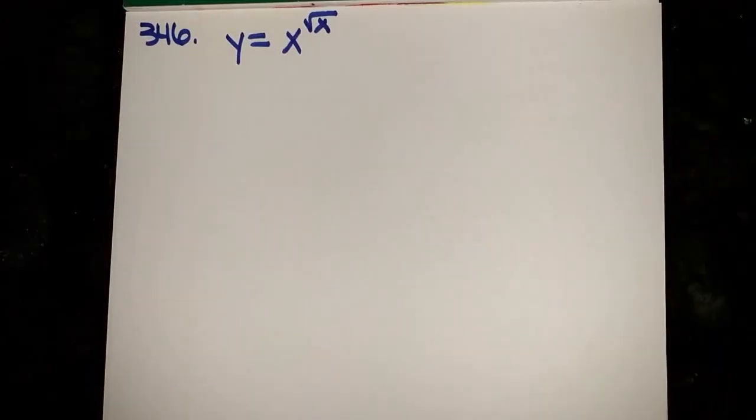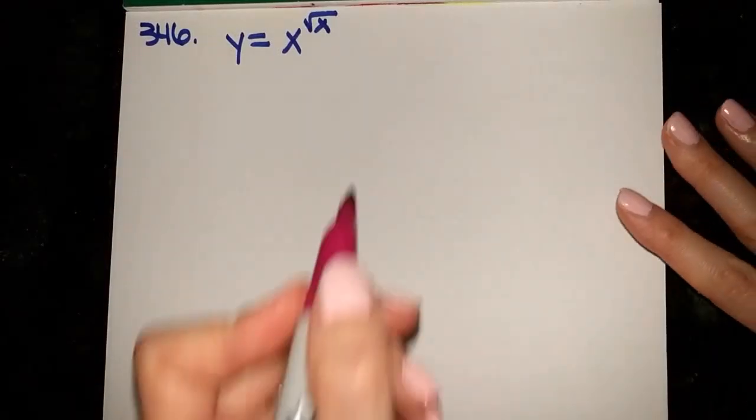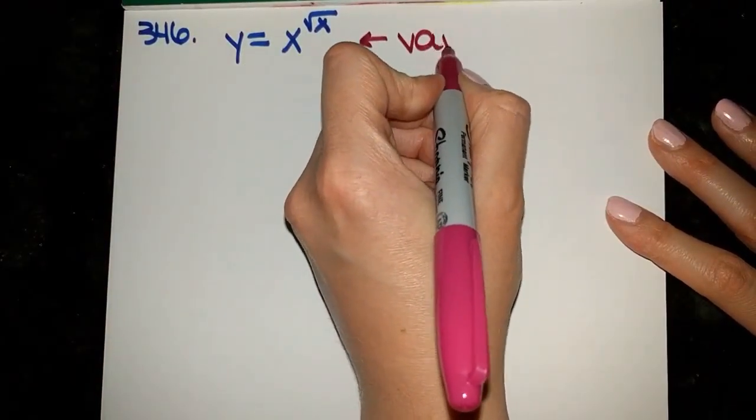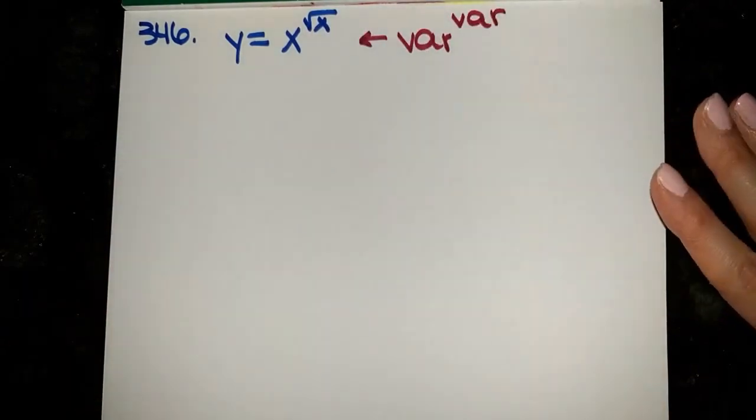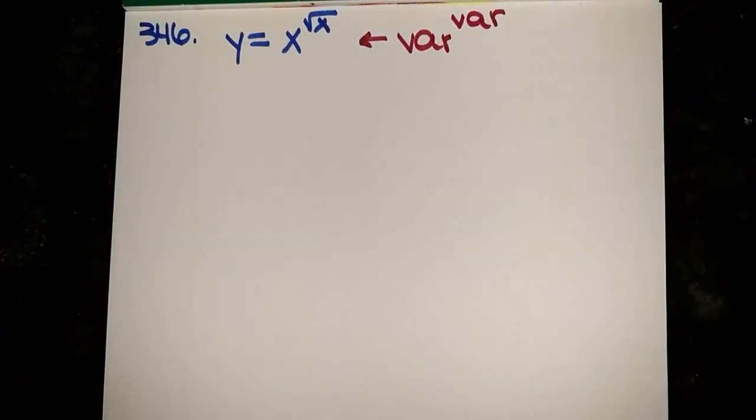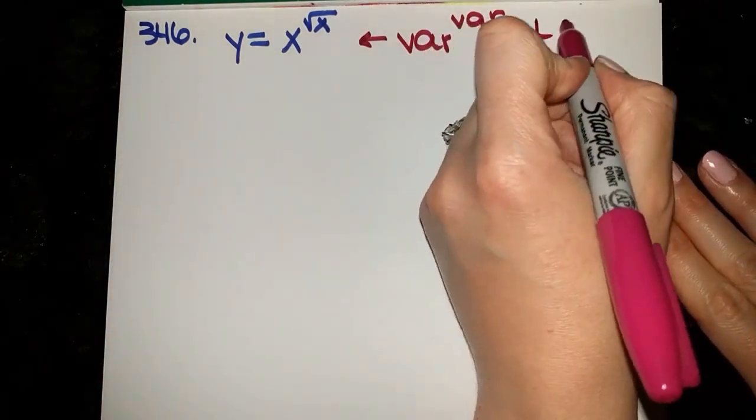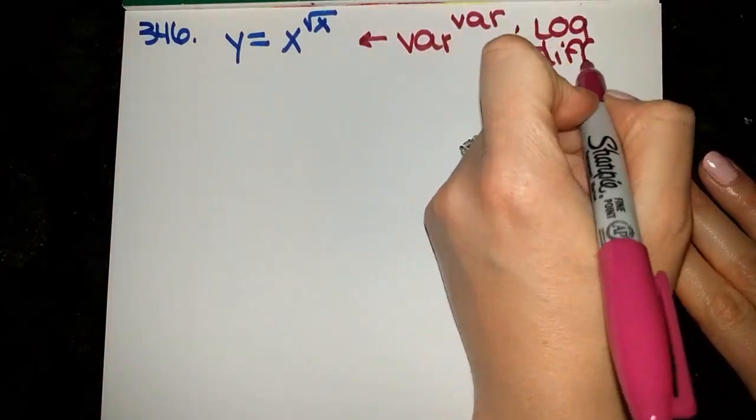So here they ask us to use log differentiation to differentiate this function. I think it's very important that you realize why you are using this. It's because you have a variable to a variable. So this we are going to need to use log differentiation on.